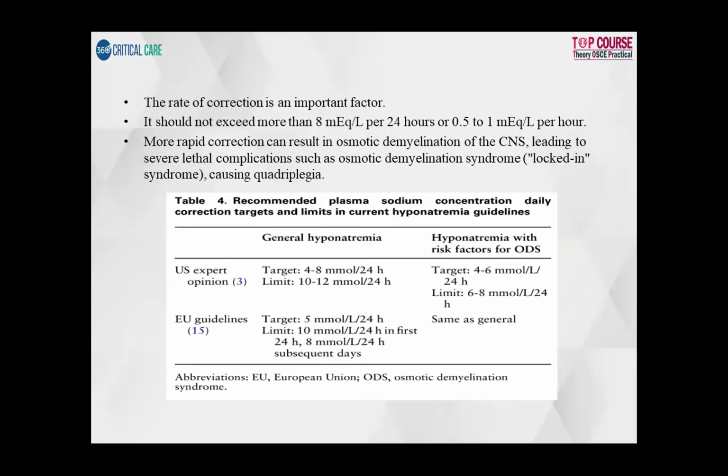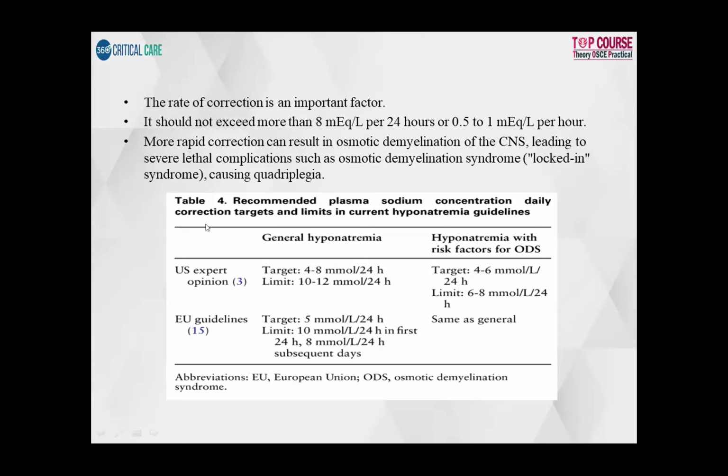Now the other important thing is the rate of correction. How much sodium you correct in 24 hours is very important. All the guidelines suggest that not more than 8 milliequivalents of sodium should be corrected in 24 hours, or in other words, 0.5 to 1 milliequivalent per hour. Not more than this you need to correct while doing any corrections for hyponatremia, because any rapid correction may result in osmotic demyelination, leading to quadriparesis.